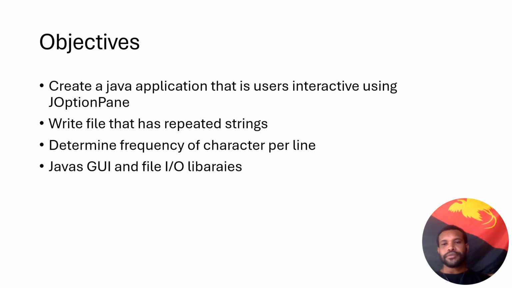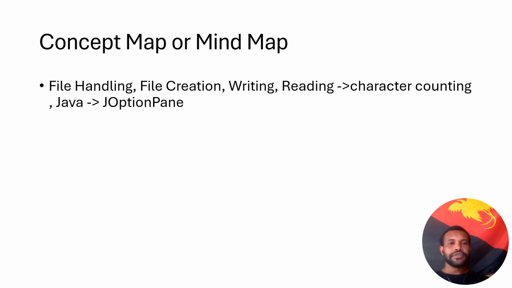So what we are trying to accomplish is we'll use a Java application to create a user interaction using JOptionPane, and then we'll write a file that has repeated strings, and then we'll determine the frequency of characters per line, and then Java GUI and file input and output libraries will be used. So the concept map or the mind map is simple. We'll deal with file handling, file creation, writing, reading, character counting, Java, and we'll work with JOptionPane.